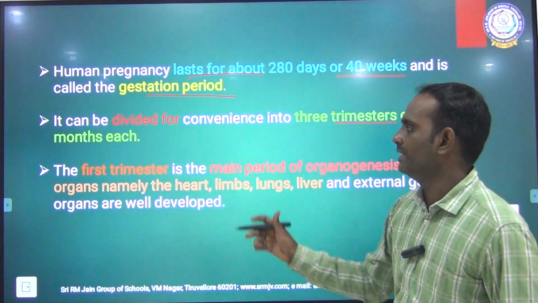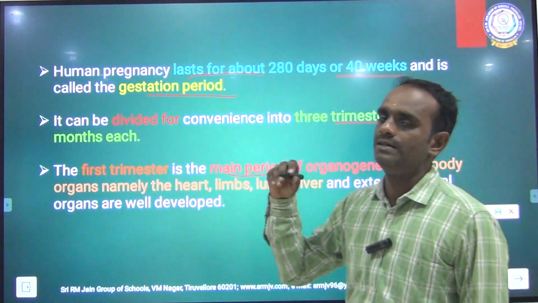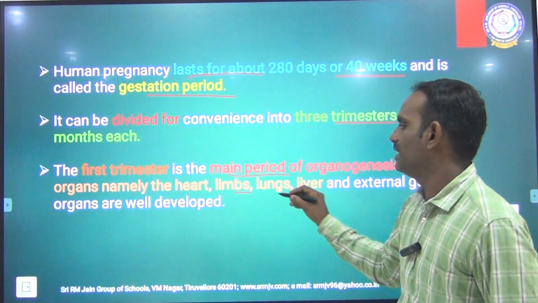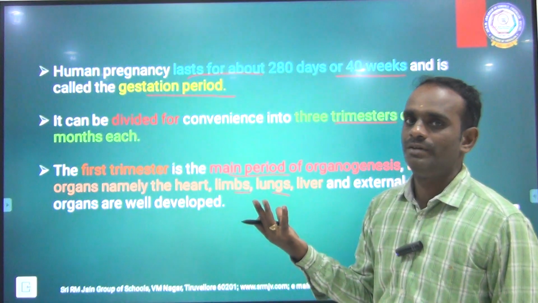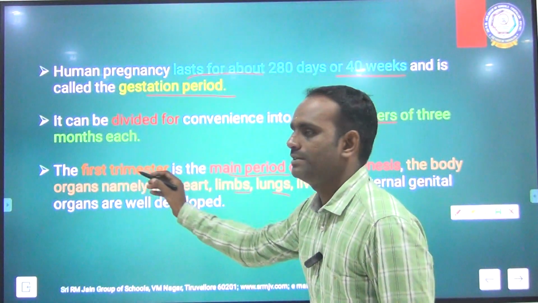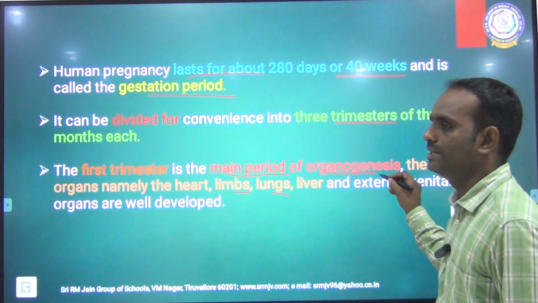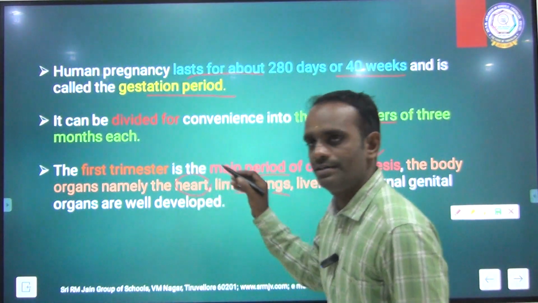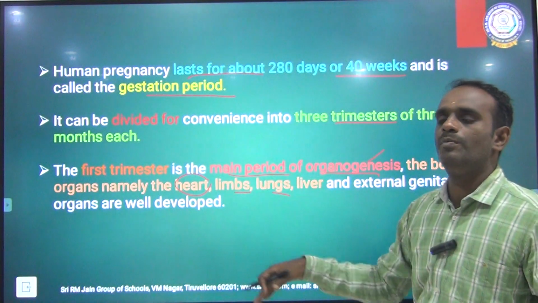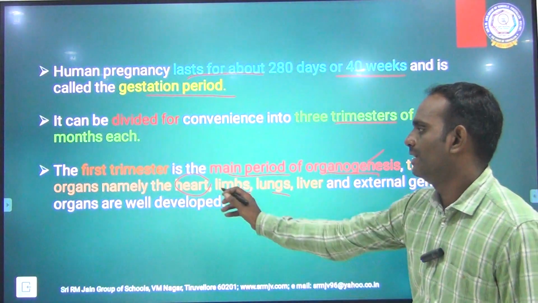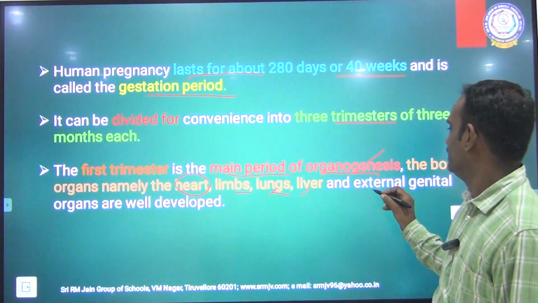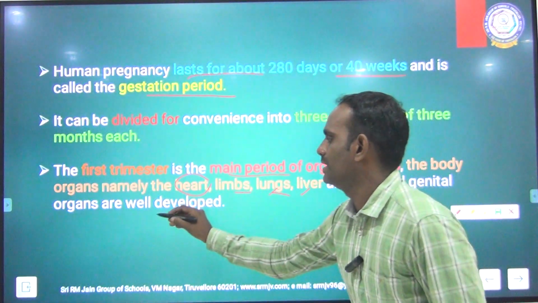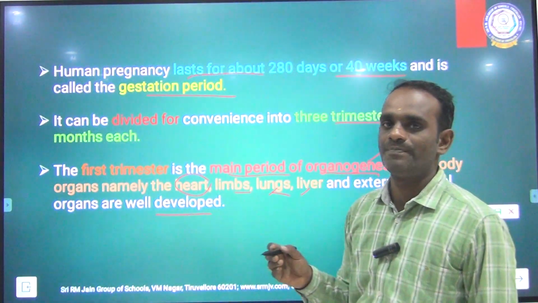The first trimester is the main period of organogenesis, that is formation of organs. The body organs, especially the heart, the limbs, the lungs, slowly grow. Limbs are nothing but movable parts, that is hands and legs. Limbs, lungs, liver, and the external genital organs, as well as some other important internal organs, are well developed during the first trimester.